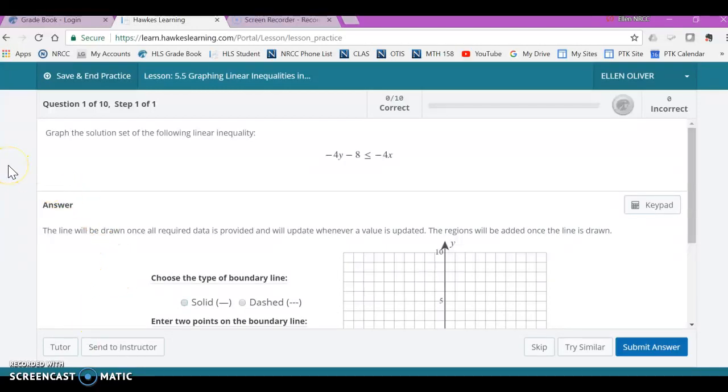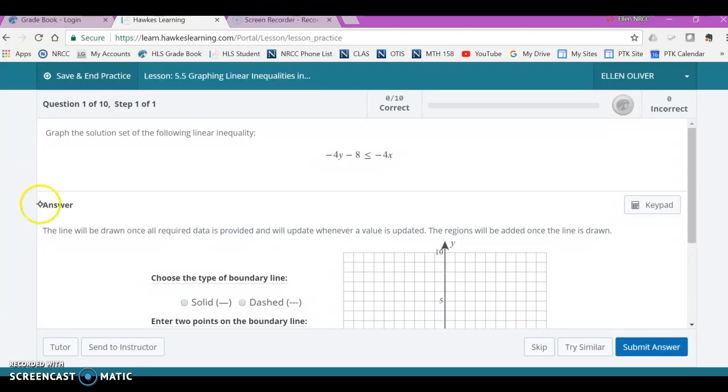Okay, section 5.5, graphing linear inequalities. These are going to be very similar to linear equations, except we're going to decide whether we have a solid line or a dashed line, and we're going to shade half of the graph based on our inequality symbol. So our first step is going to be the same as it always has: solve for y.